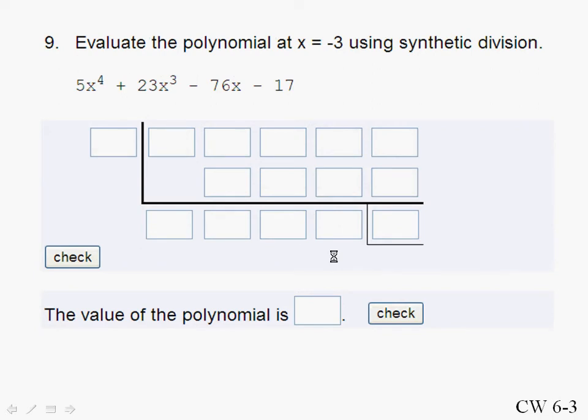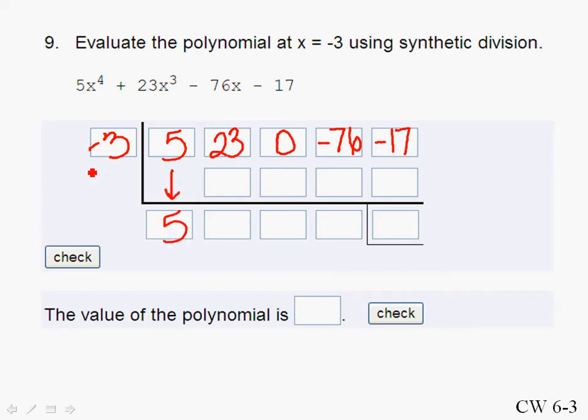If we evaluate the polynomial at x equals negative 3, that means that our a value is negative 3. Using synthetic division, we have to account for each of the terms in descending order. So x to the 4th, the coefficient is 5. X cubed, the coefficient is 23. X squared has a coefficient of 0 since there's no x squared or quadratic term. Negative 76 is our linear term, and negative 17 is our constant.